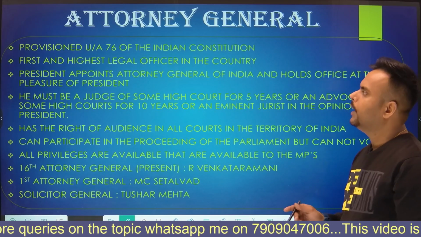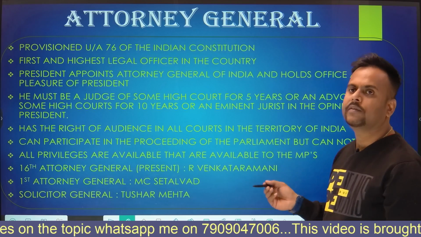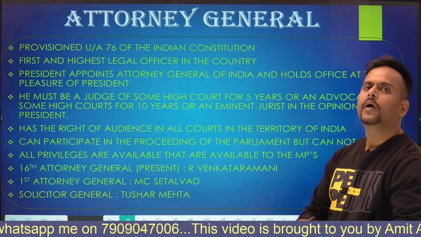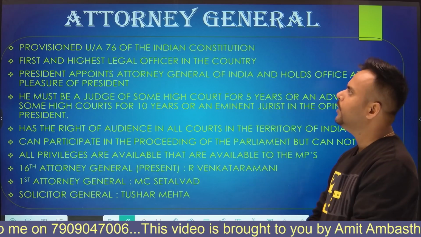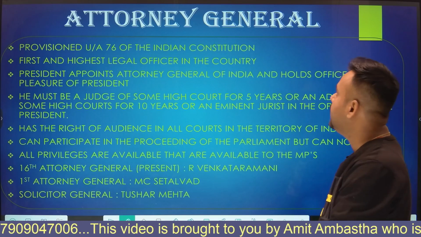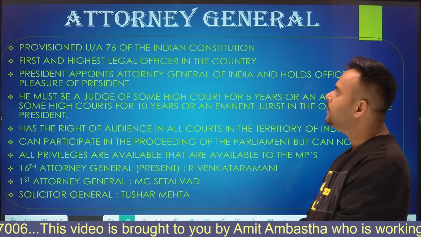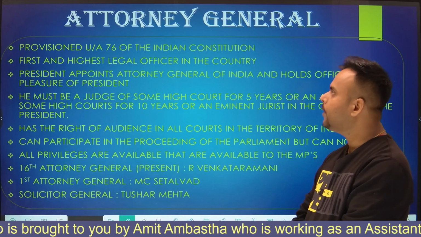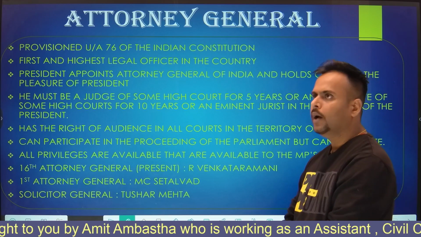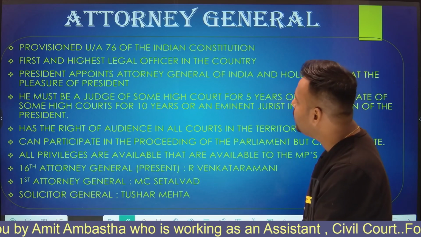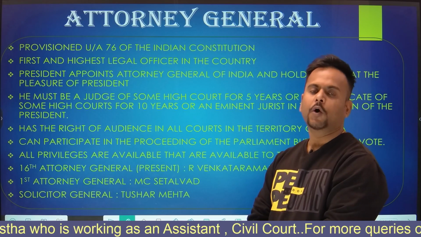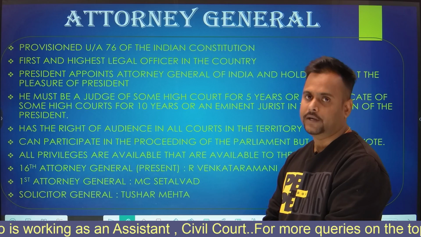Now, we have discussed under the Union Executive the President, the Vice President, and the Council of Ministers headed by the Prime Minister. Now moving to our last point in the Union Executive, and that is the Attorney General of India. Friends, the Attorney General of India is provisioned under Article 76 of our Indian Constitution. So let me introduce you to what the Attorney General of India actually is. Friends, he is the highest legal officer, or you can say the first legal officer, of the Government of India.